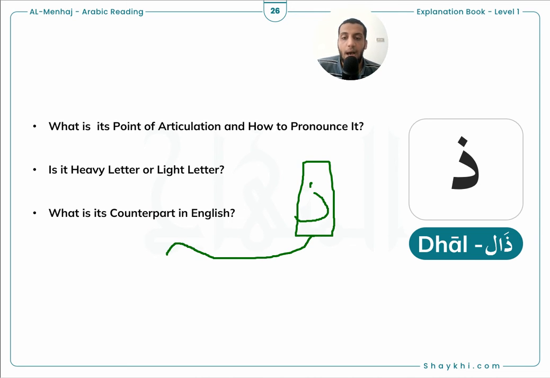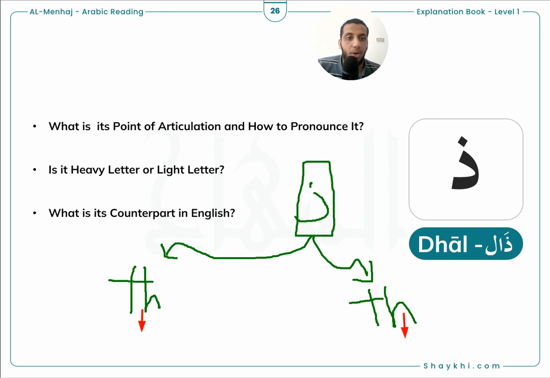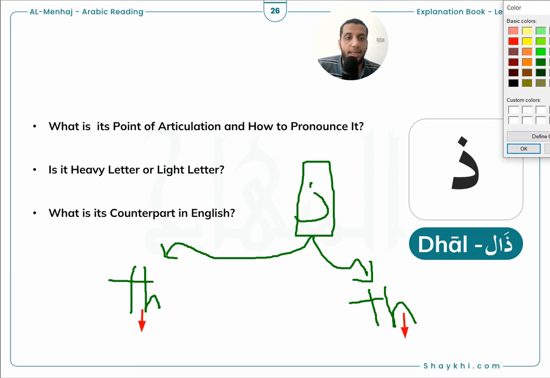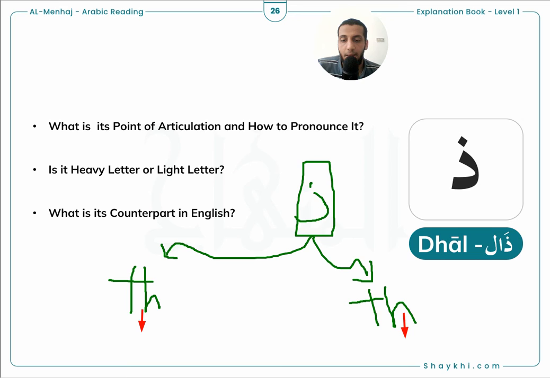Now I will say something for you. We have two th sounds in English. Let's take examples. The first th as in the word "the", and the second th as in the word "thank", or "thank you".